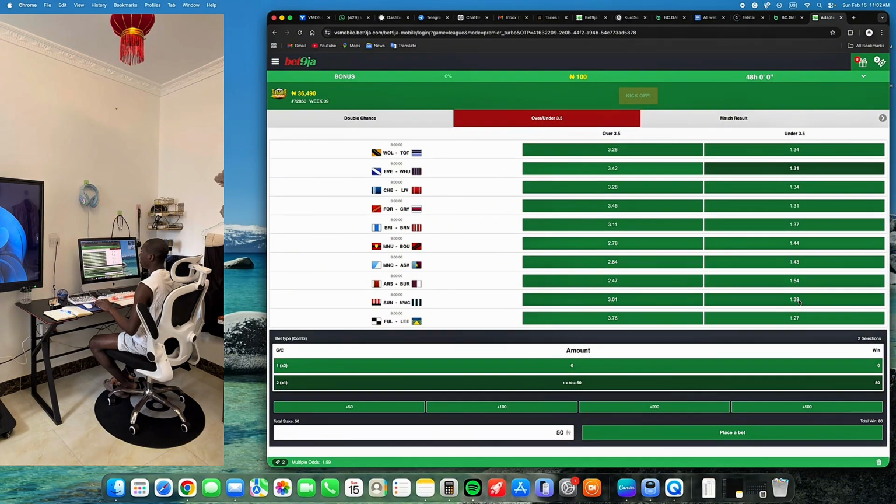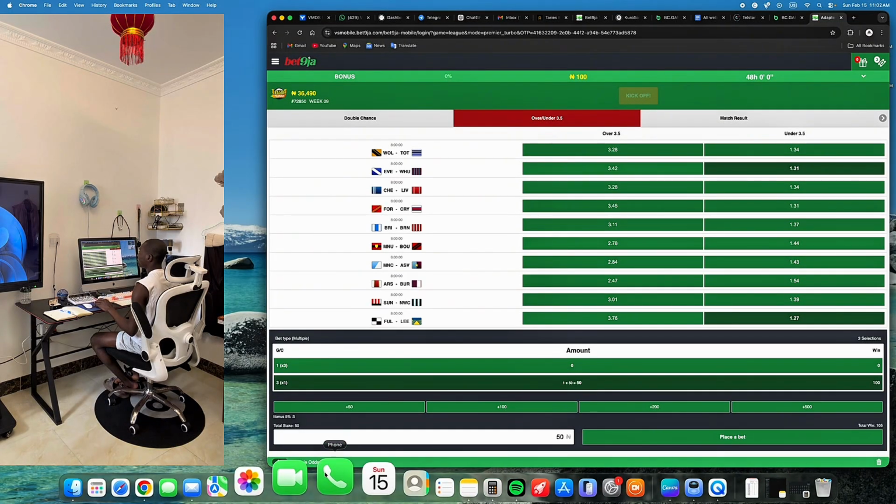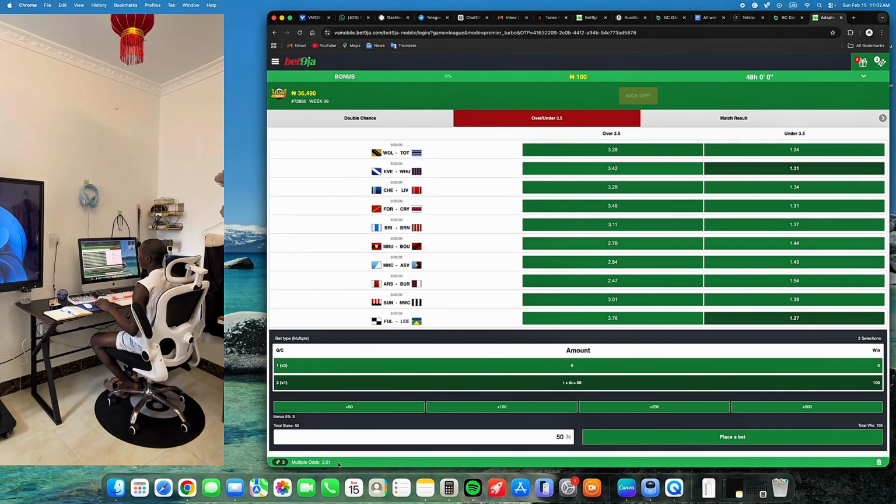Okay. Now we have selected a total of three games, and by combining, we have a total odd of 2 points. You can see 2.01. Now, any amount I use, let's say I'm using 1,000 to make this bet.